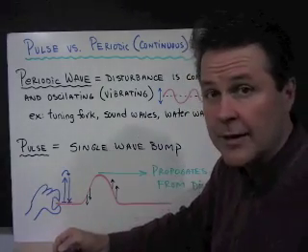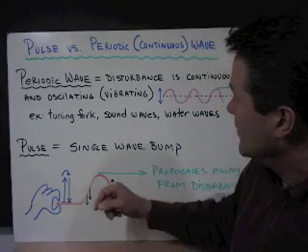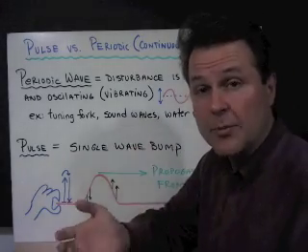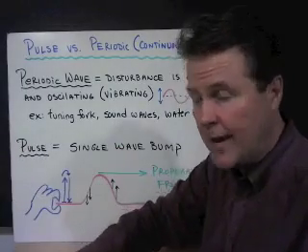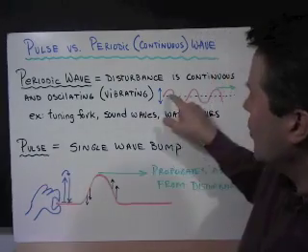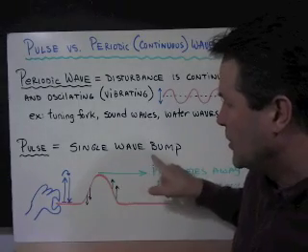Sound waves are good examples of periodic waves. And water waves is also a great example because we can see ocean waves moving in that sinusoidal pattern. Now, in contrast, the pulse is only one of these crests. So it's a single wave bump.